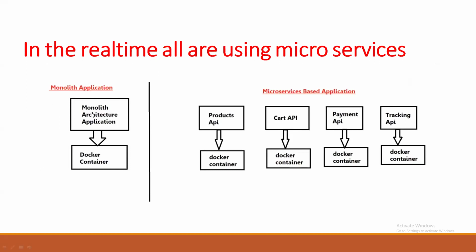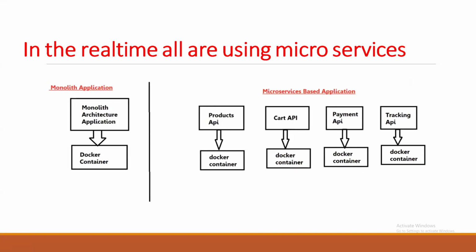So a monolithic architecture application is one Docker container. Everything will be in one Docker container. And in a microservice based application, the product API is one Docker container, cart API one Docker container, payment API one Docker container, tracking one Docker container. Everything will be deployed as different APIs in different containers. So this is nothing but a microservices based application.